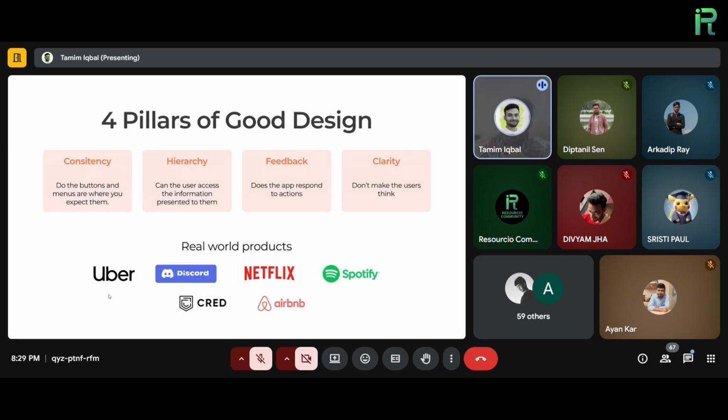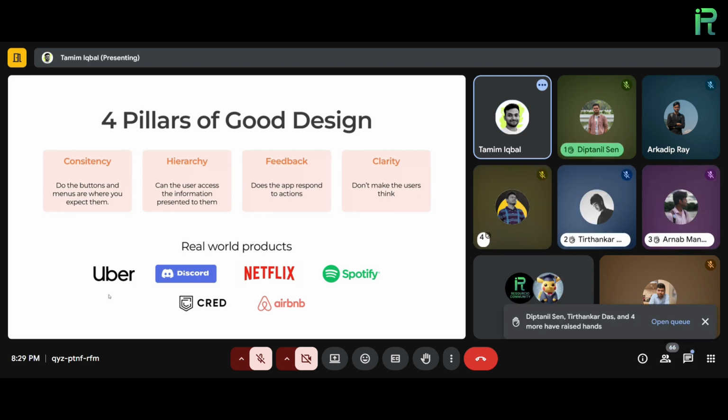Discord, I don't know how many of you have used Discord. Anyone? Hand raise. Anyone who uses Discord? Oh wow, a lot of people use Discord.